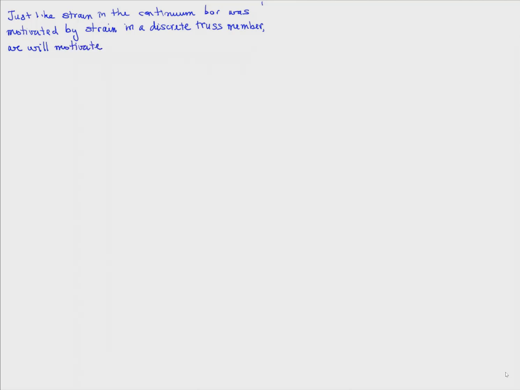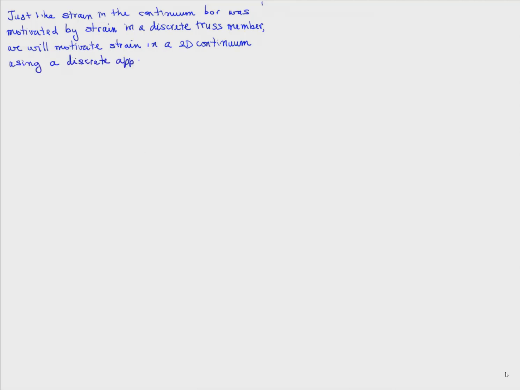From this video, we'll start talking about two-dimensional continuum. Just like strain in the continuum bar was motivated by strain in the discrete truss member, for the 2D continuum, we will motivate strain using a discrete approximation by triangles.